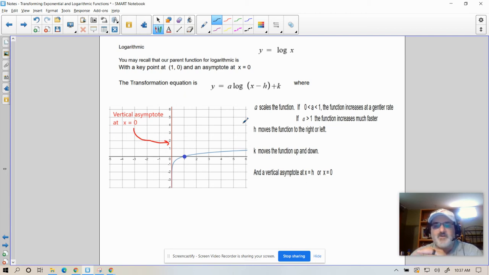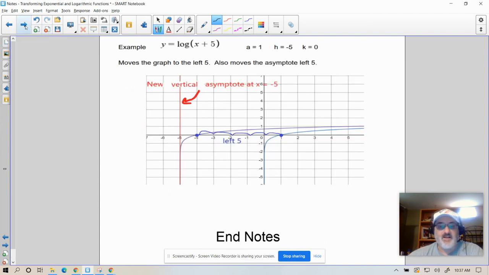And we have a new vertical asymptote. So it's a vertical asymptote this time at x equals h. In this case, x equals 0 is our vertical asymptote. So this function approaches 0 for the x and then goes out and ever so slightly increases over time. So it does go out to infinity, and it goes up to infinity slowly. So let's take a look at an example here.